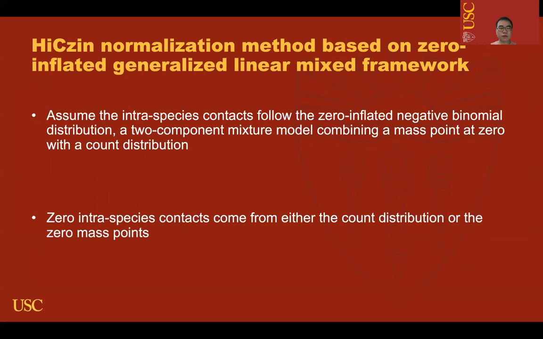In order to correct both explicit and implicit biases, we put forward a new normalization method based on the zero-inflated generalized linear mixed framework. We first assume that the interspecies contacts follow the zero-inflated negative binomial distribution, which is a two-component mixture model combining a point mass at 0 with a count distribution. Here for the count distribution, we use the negative binomial since the raw metagenomic Hi-C interaction counts suffer from serious overdispersion.